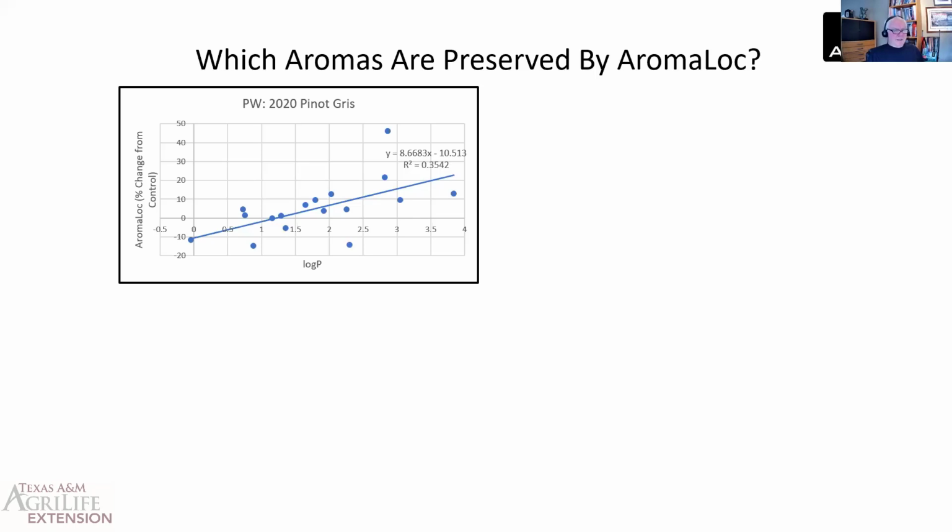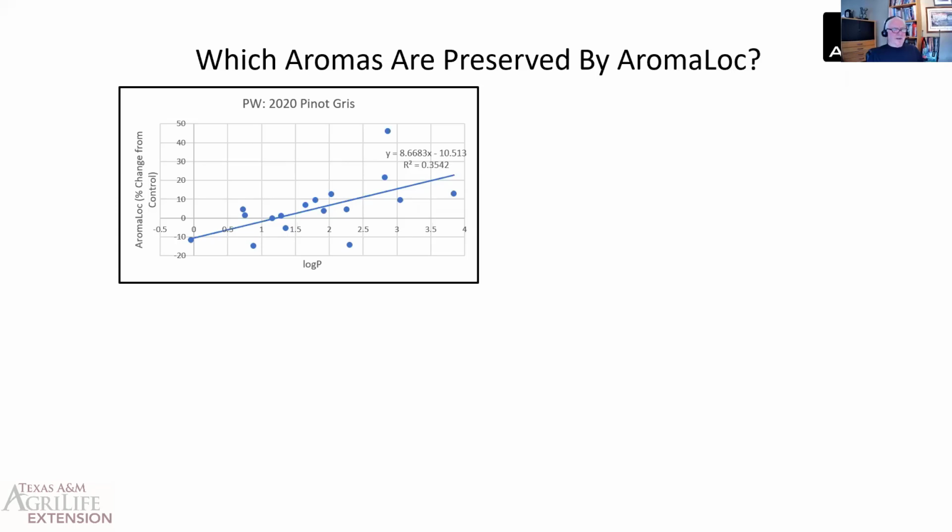It shows this. It's a graph of the Aromalock concentration of the aroma presented as a percent change from control. So any number below 0 means the Aromalock concentration was lower than the control concentration. Any point above 0 means the Aromalock value had a higher concentration for that aroma than the control wine. And you can see there's a linear relationship between these points plotted against log P. Remember, log P is the log of the partition coefficient. So how hydrophobic are these compounds?